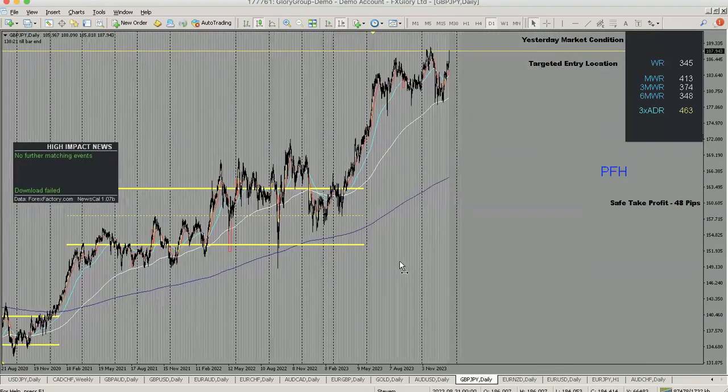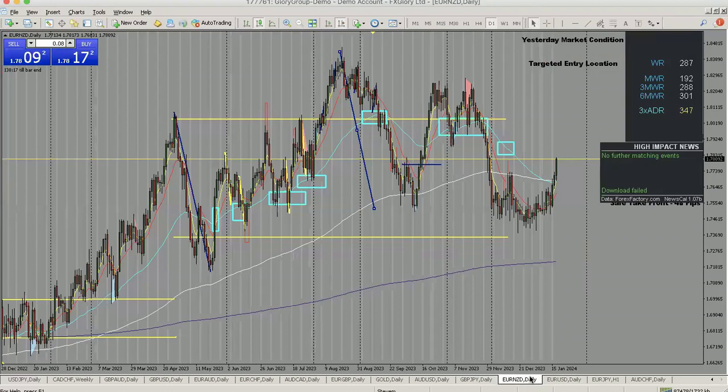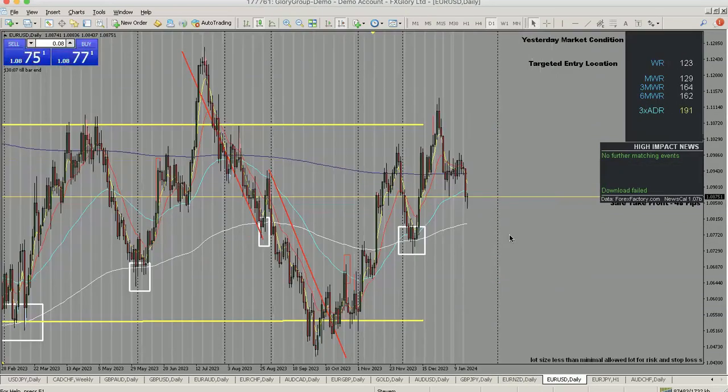GBP JPY, peak pass. Euro entered D, missing the action. 1, 2, 3 out. Much Euro AUD. The harmonic held price. Shallow ABCD. Missed out. Difficult to see. Euro USD, waiting on this, high, high, high, low, high, high, high, low pass.